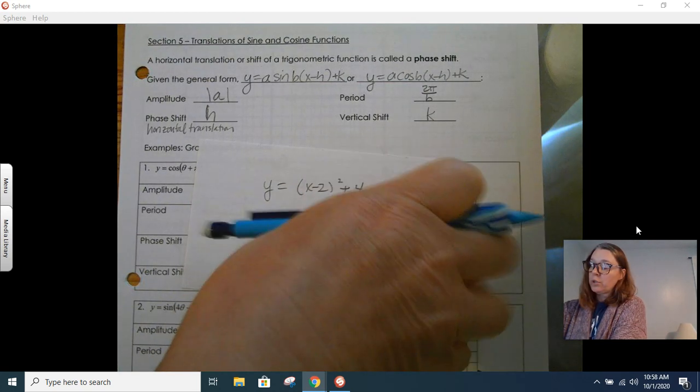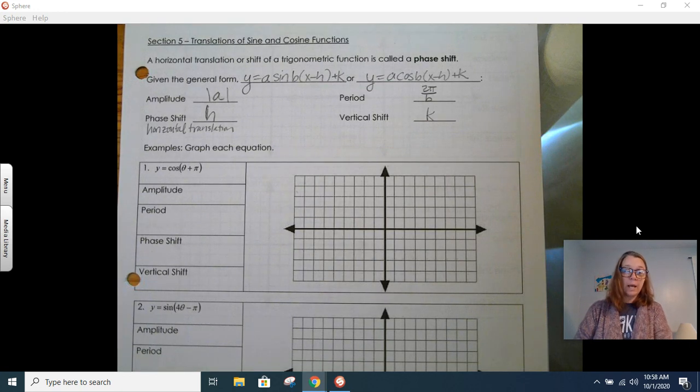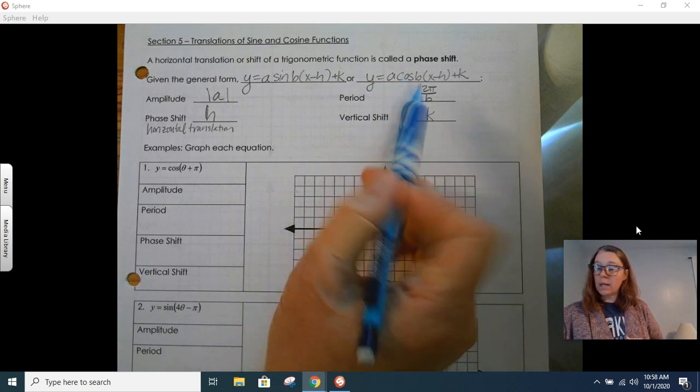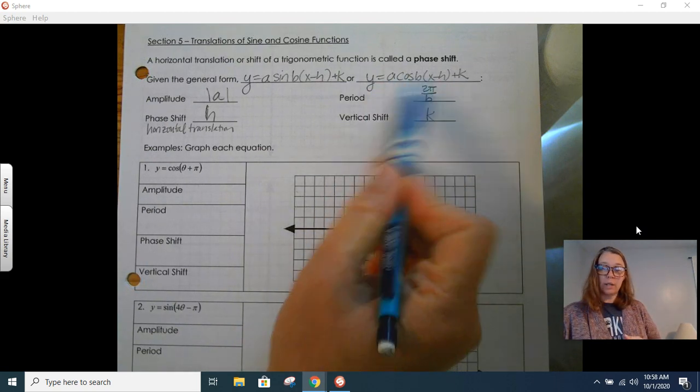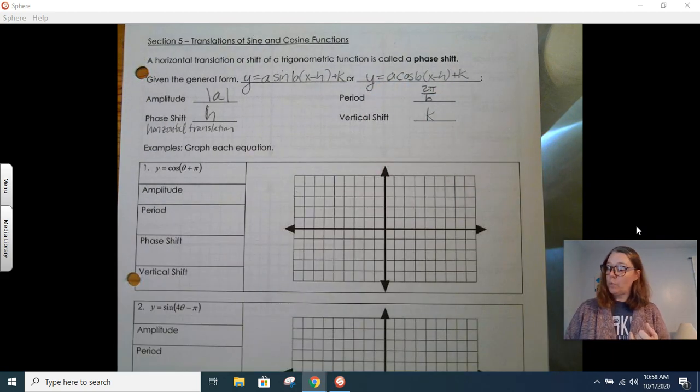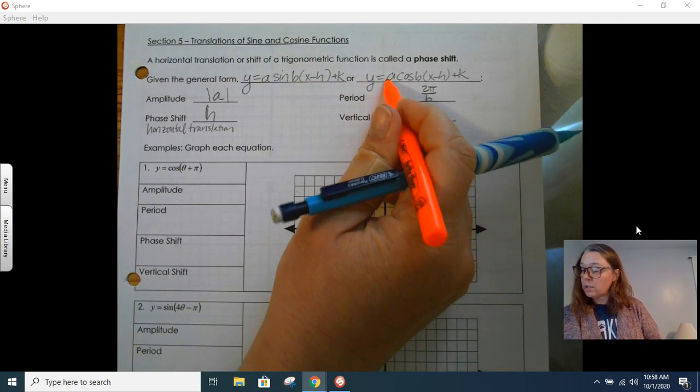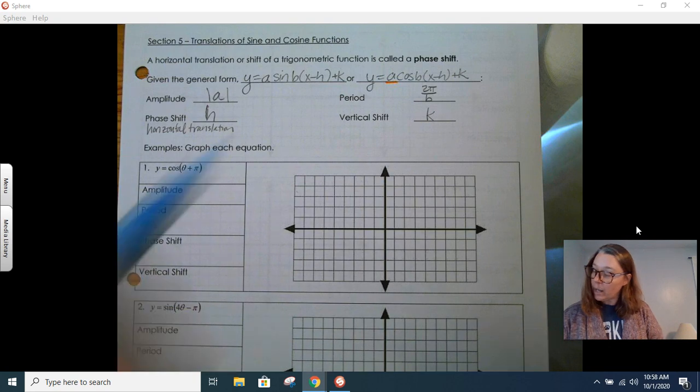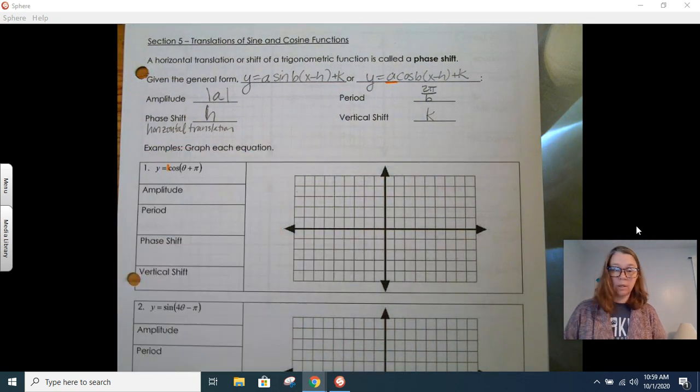Okay, so for our first one, cosine of theta plus pi. For each of these, we want to think about what's our amplitude, what's our period, what's our phase shift, just like we did before. This is a cosine function, so I'm comparing to the form up here. The amplitude is what's in front of the function, and here what I have in front of my function is just a 1. So my amplitude is 1.